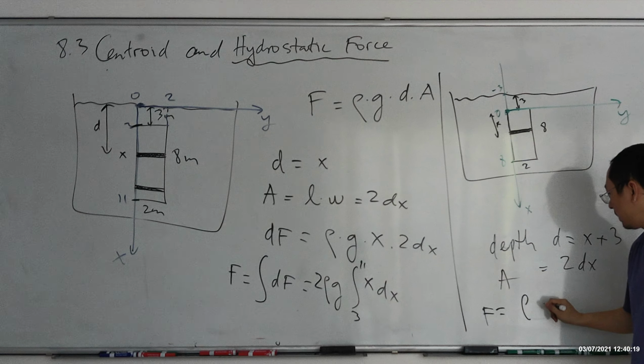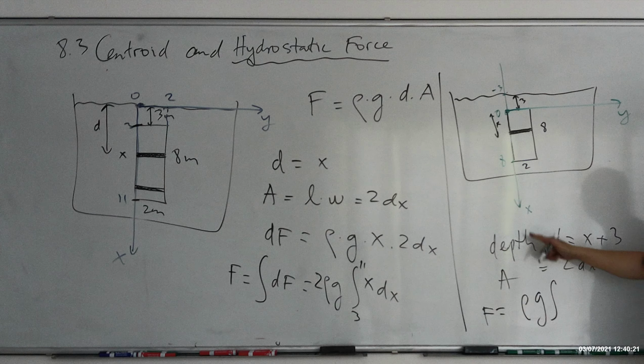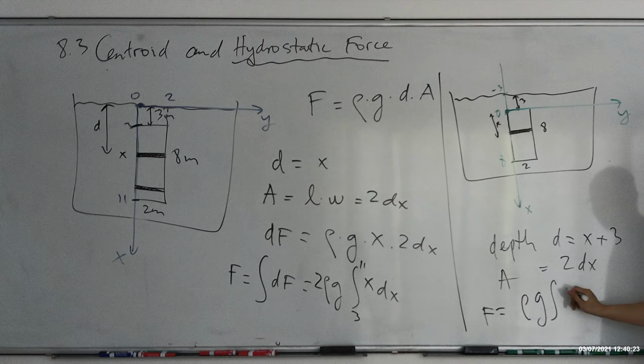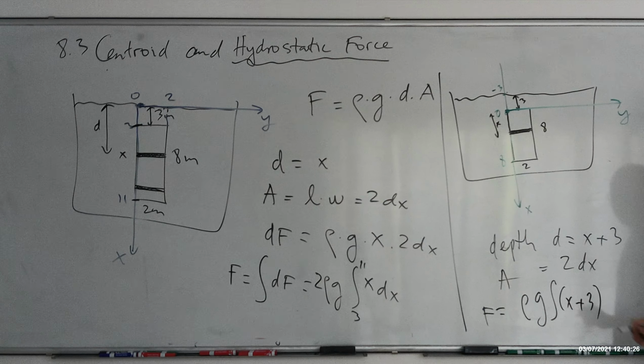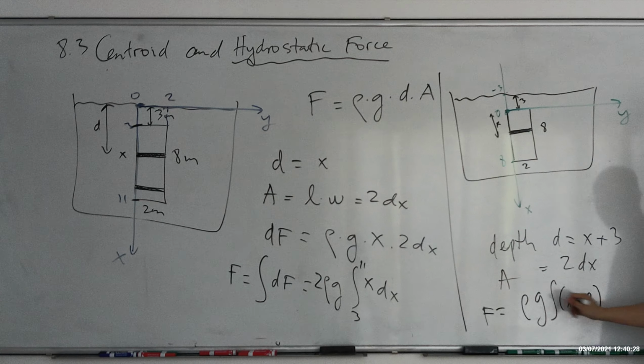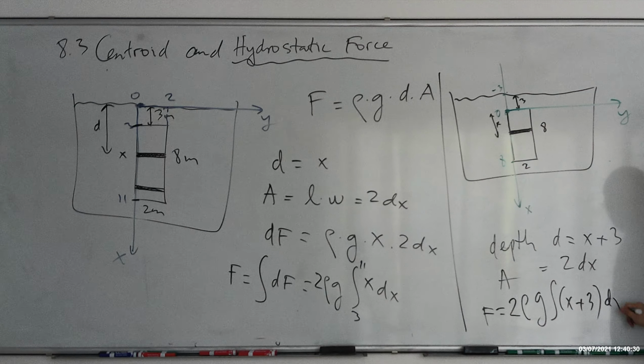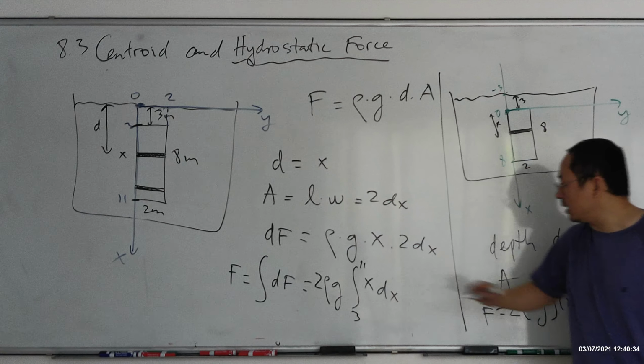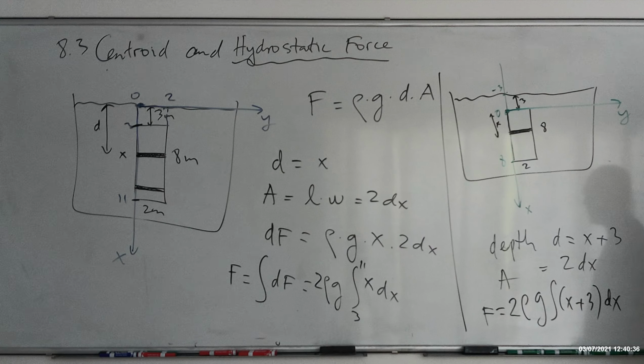Rho integral times g, right? Integral of d times a. D now is x plus 3, and a now is 2 dx. I can bring the 2 out as a constant, and dx right here. Now you see, it's x plus 3 dx. This is x dx. When I claim it, you guys can have the same answer.